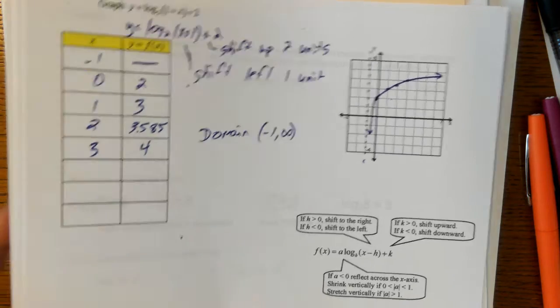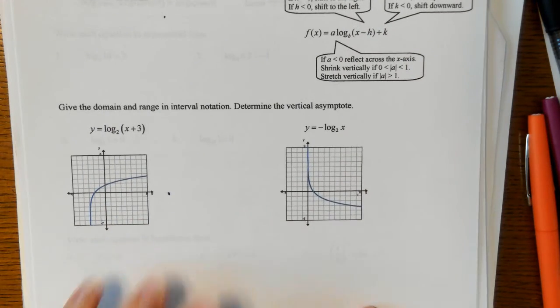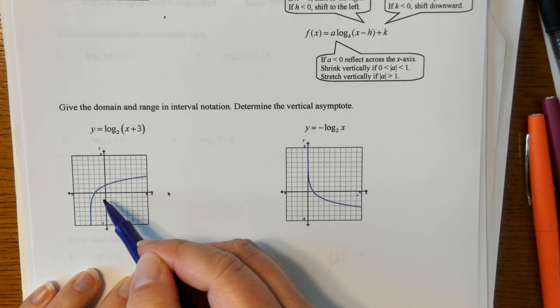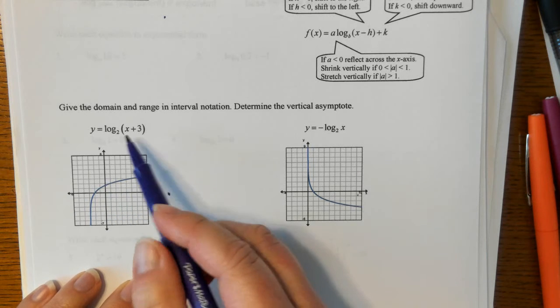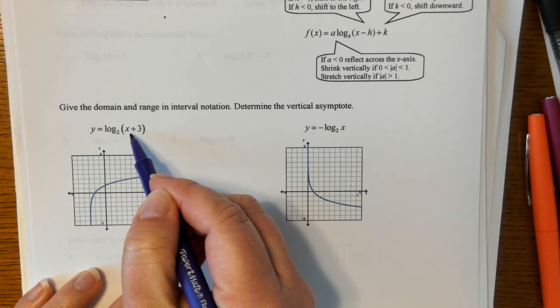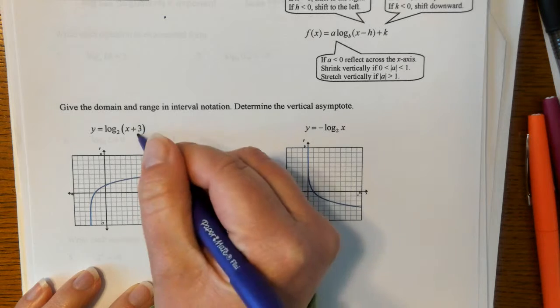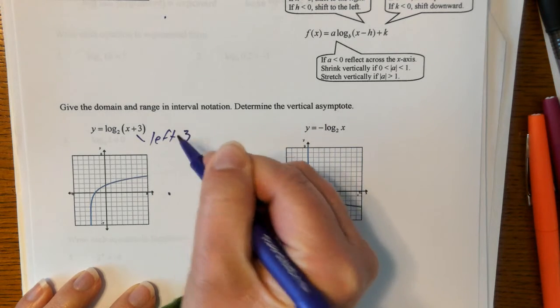Okay? All right. These next couple, they've given us not only the equation but also the graph. That was nice of them. And they just want us to come up with the domain, the range, and the vertical asymptote. Well, looking at this one, and again I'm looking at my equation here, looks like this regular function, log base 2 of x, went left 3.